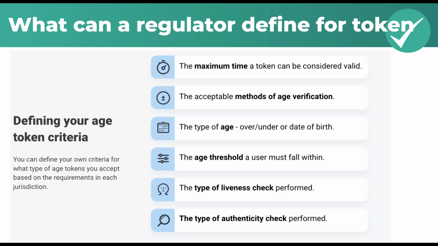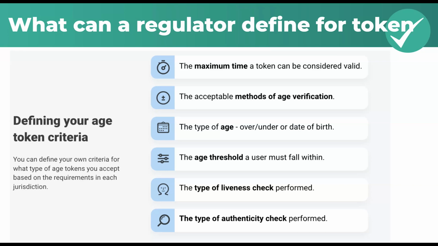This is about what levers are available to the regulator to fine-tune: defining the maximum time that the token can be considered valid, the different methods of age verification that are accepted for that particular regulator to ensure that level of assurance can be met, the type of age range to access a particular service or good, the threshold in case you want to make sure it's over 18 or 21 or whatever. It doesn't have to be just 18 plus. It could be even 13 plus, right? If you want to access some chats or online or gaming platforms.